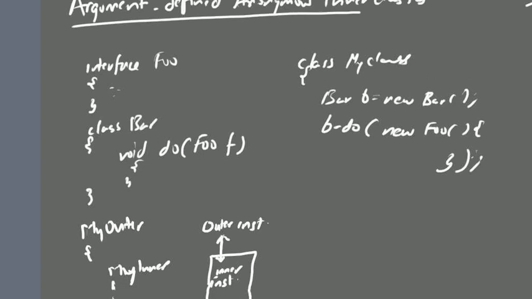So as you can see here, Bar has a method do which accepts an argument of type Foo. Now instead of writing another class which extends Foo and using that instance here, you're directly implementing Foo here. So you implement as well as create the instance and you pass it to this one, which works fine.